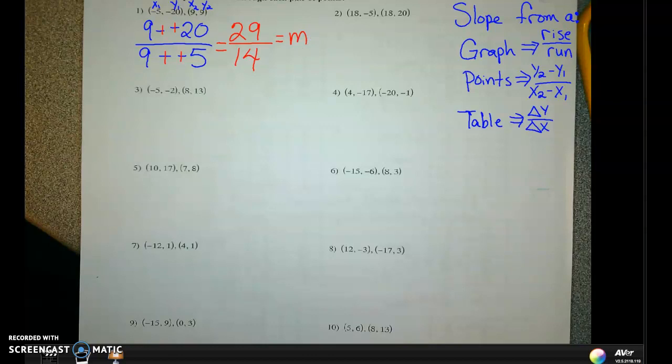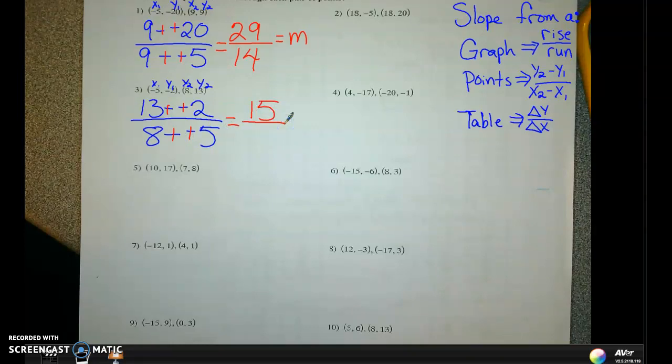Moving on down to number 3, looking at our points, x1, y1, x2, y2. So 13 minus negative 2 divided by 8 minus negative 5. Minus a negative, plus; minus a negative, plus. 13 plus 2 is 15, divided by 8 plus 5 is 13. That does not simplify. So m equals 15 over 13.